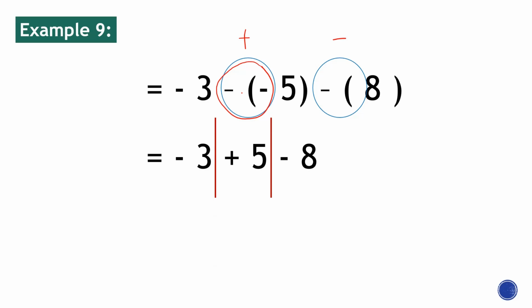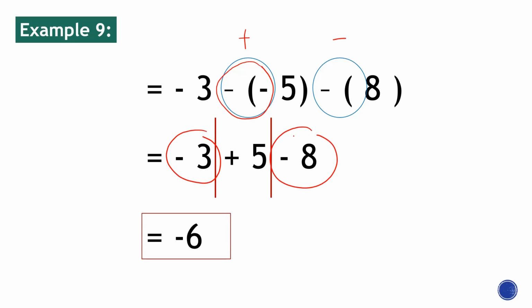Next, I'm putting this vertical line so that the signs of the integers will be emphasized. So we have negative 3 and negative 8. They are the same, right? And that would be negative 11 plus 5. They have different signs now, right? So we will subtract them. The answer would be negative 6.